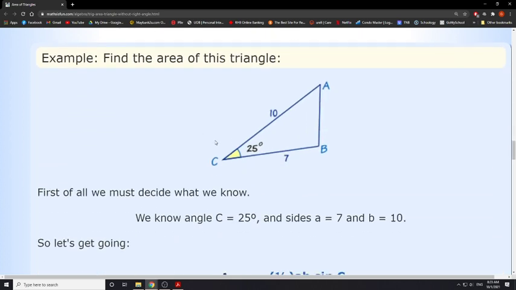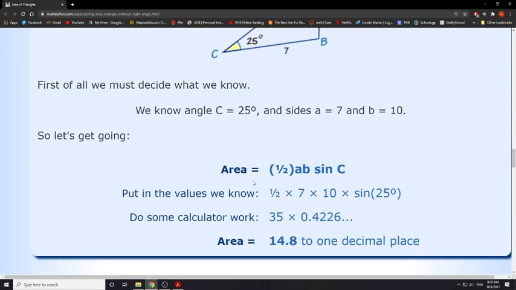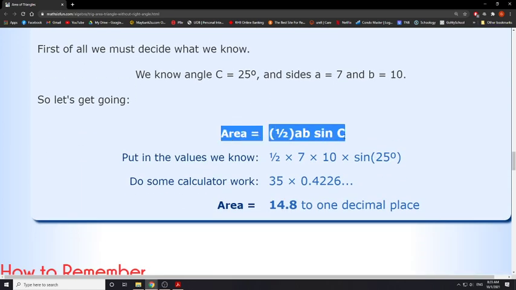As an example, I only know 10 and 7 and angle 25. The 10 here is b, because it's opposite the vertex B, and the side 7 is a, and then the angle here is 25. So I use my formula, area equals half ab sine C. If you cannot remember ab sine C, you can remember it as "ab sin C" or switch the a and the b around; it's okay.